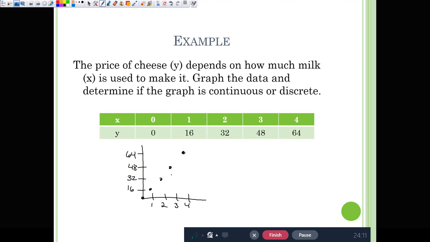Okay. Is this going to be continuous, where I can connect my points, or is it going to be discrete? So let's look at our x value, milk. Okay? Can I have 1.5 cups of milk? Yes. So I can have any value that's in between 1 and 2, or 2 and 3. So this is going to connect, because any value can be represented for my x's. And so that means that this is continuous.